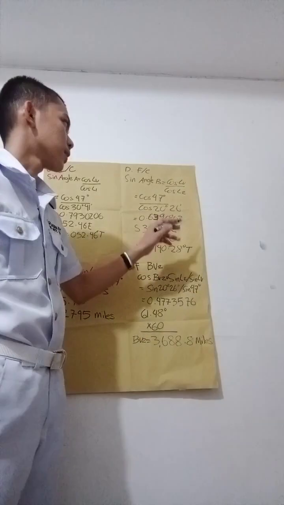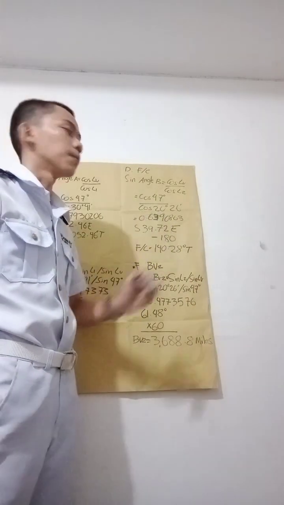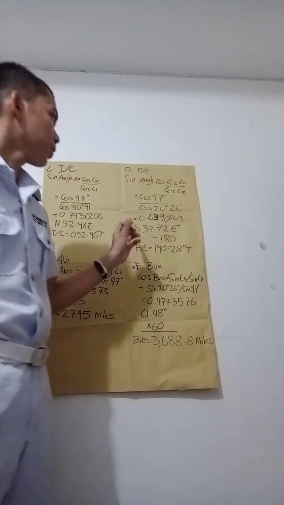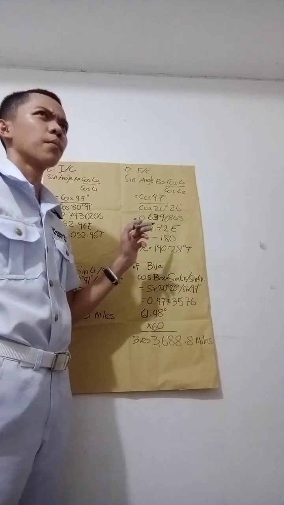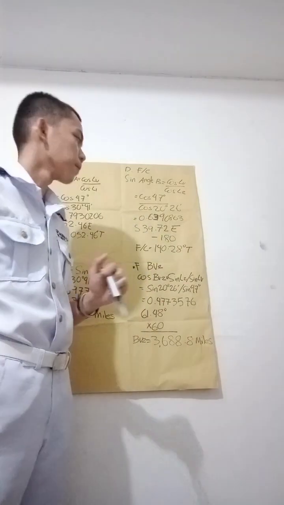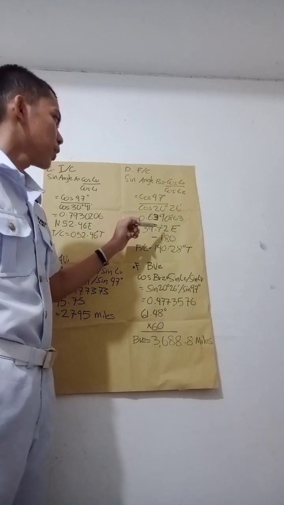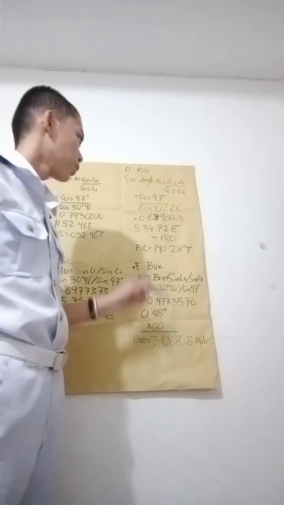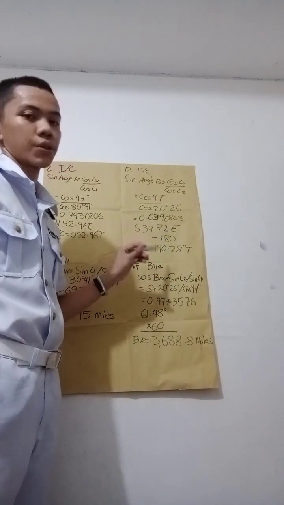So south and east. East is the sign of our DLO. So because it is south and east, it is second quadrant, so that we need to use minus 180. So 39.72 minus 180 is equal to 140.28. So of course, this is now our final course.